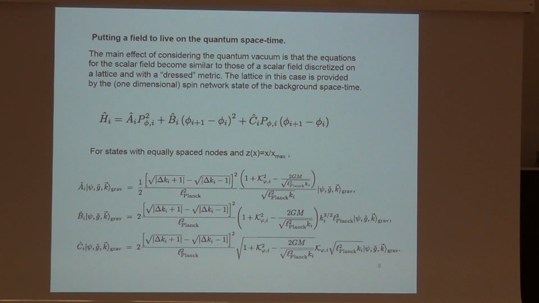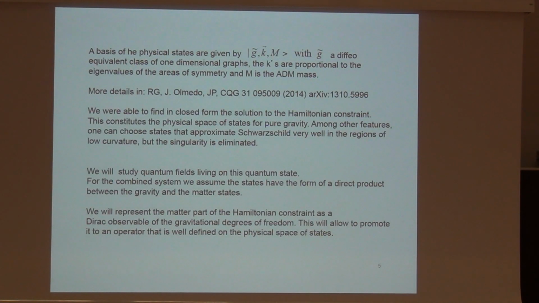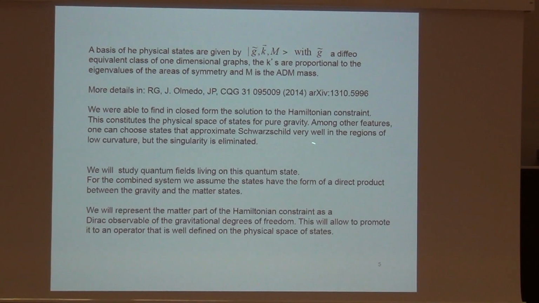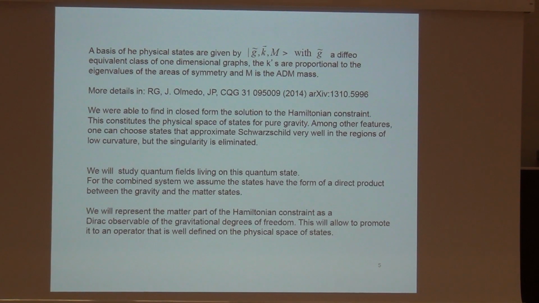So as a consequence of that, we were able to find a basis of physical states labeled by the graph, the labels of the spin network, and the ADM mass. And remarkably, we were able to find in closed form the solution of the Hamiltonian constraint. So this constitutes a basis of physical states for pure gravity. And you can choose states that approximate the Schwarzschild solution very well in the regions of low curvature.